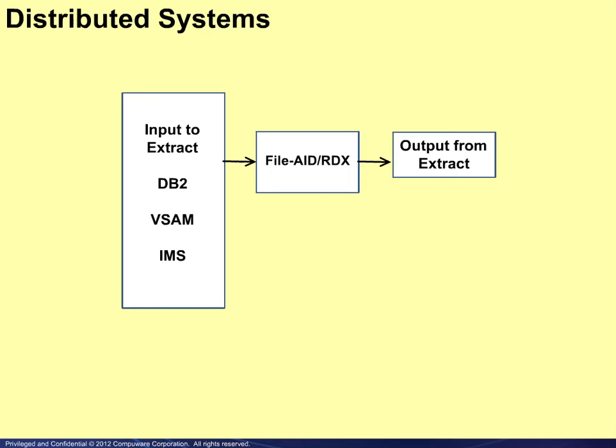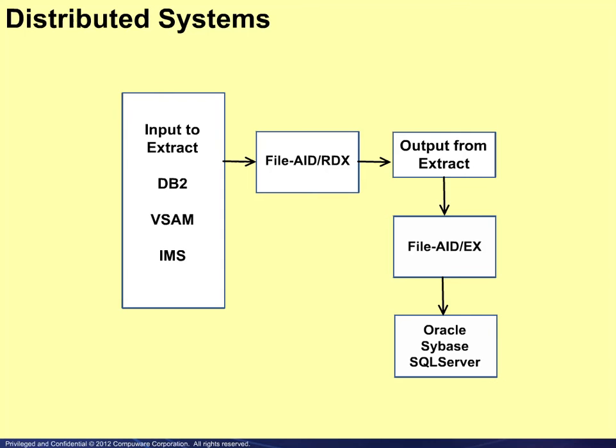For distributed applications in development lacking test data, FileAid RDX may be used with FileAid EX to easily populate test databases with related mainframe data. The data extracted by RDX is easily loaded by FileAid EX into Oracle, Sybase, and SQL Server tables. Column mappings can be defined between source and target tables to accommodate differences in column names, types, and lengths.